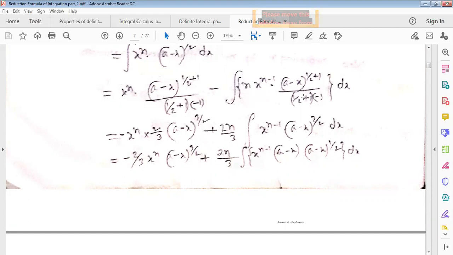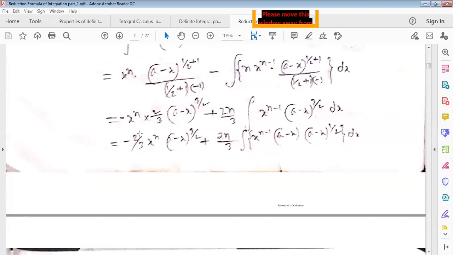And this will be 2 by 3, 3 by 2, and it will become 3 by 2, 2 by 3. When we take multiplication, then minus minus plus twice n by 3 and x to the power n minus 1 a minus x whole to the power 3 by 2 dx. Now 2 by 3 minus 2 by 3 x to the power n a minus x whole to the power 3 by 2 plus twice n by 3 integration over x to the power n minus 1.